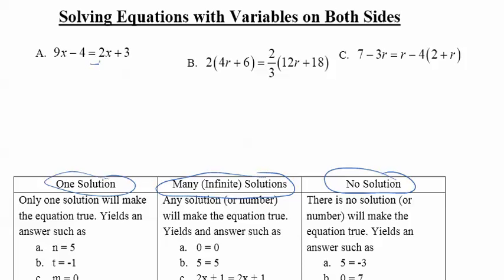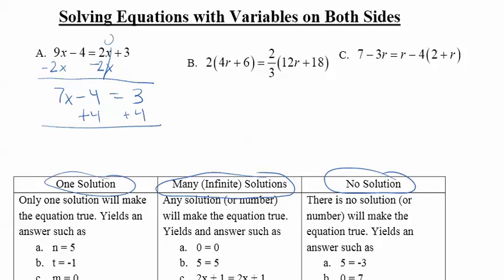So in this case, I'm going to subtract 2x from the right side, and I'm also going to subtract it from the left side. So that is going to give me 7x minus 4 is equal to 3, because these canceled out into a 0. Okay, so now I'm going to move the negative 4. Since it's being subtracted, I'm going to add it to both sides, so plus 4. So that is going to give me 7x is equal to 7.